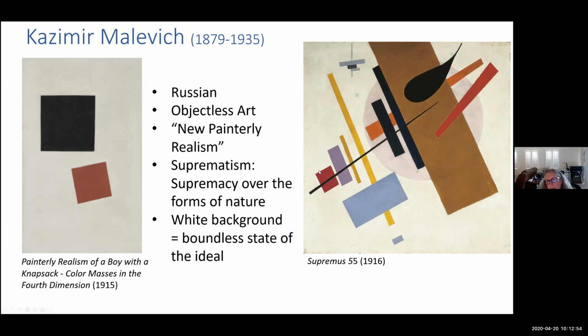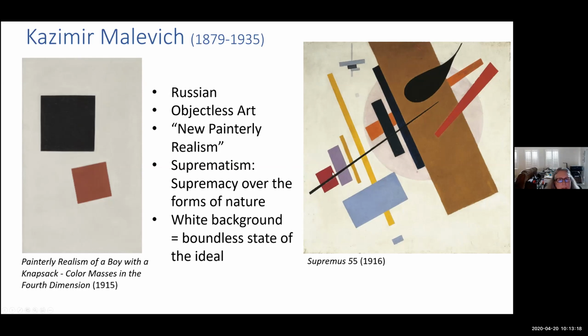Again, the colors are unmodulated. They are just plain forms of color. He came up with this theory called Suprematism, which saw art as having supremacy over the forms of nature. And he considered these white backgrounds as a boundless state or even as a void.